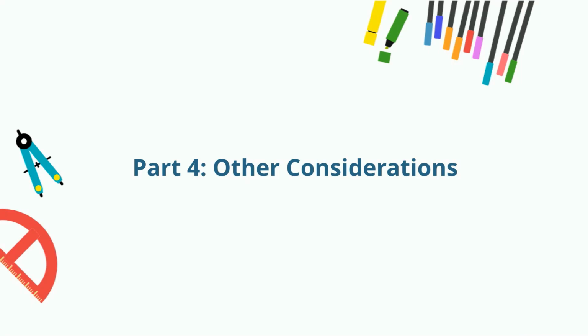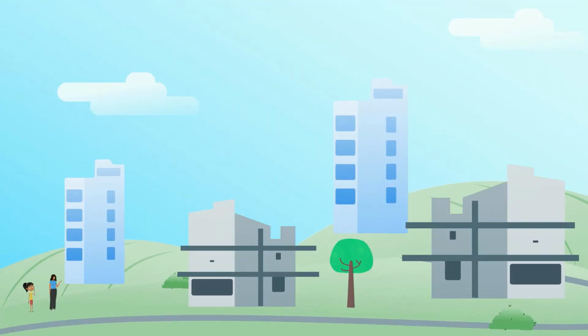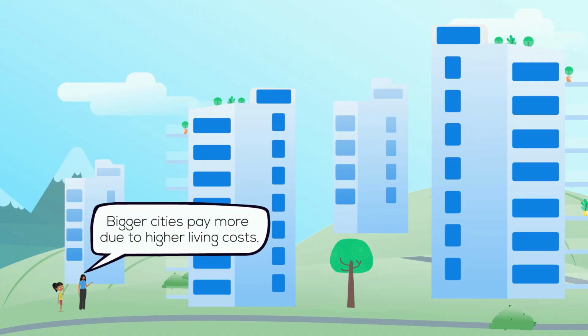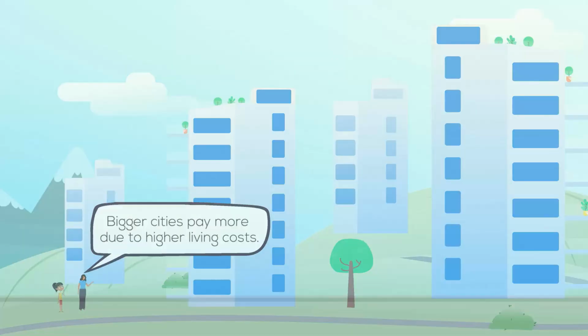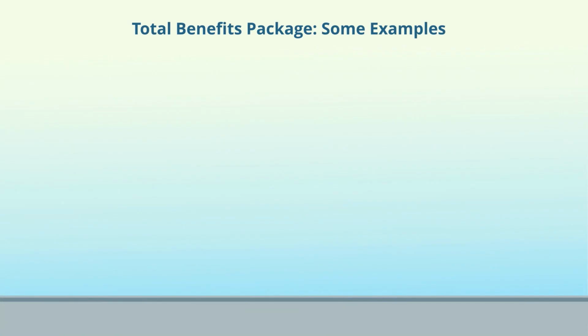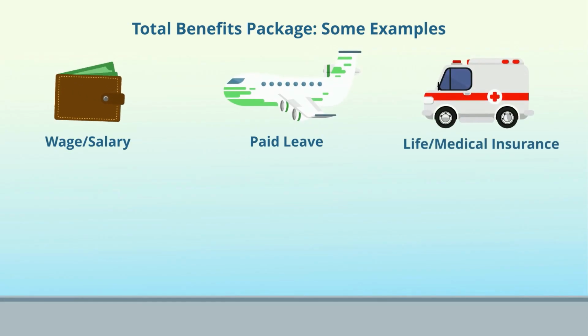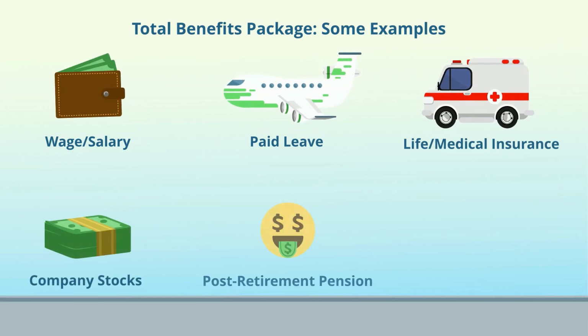Part 4. Other considerations. Geographic location matters. Bigger cities pay more due to higher living costs. The total benefits package is essentially all the rewards your employer gives you for working. Examples include your pay, paid leave, life and medical insurance, company stocks, post-retirement pension, and education support.